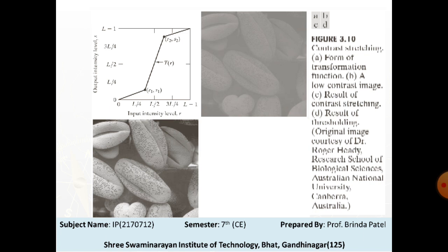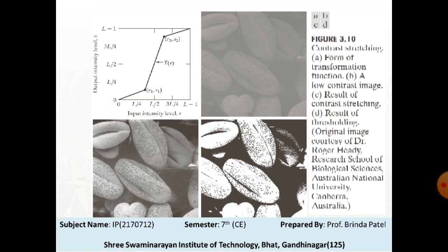Figure B shows an 8-bit image with low contrast. Figure C shows the result of contrast stretching, obtained by setting (R1, S1) equal to (R min, 0) and (R2, S2) equal to (R max, L minus 1), where R min and R max denote the minimum and maximum gray levels in the image respectively. Thus the transformation function stretched the levels linearly from their original range to the full range 0 to L minus 1.